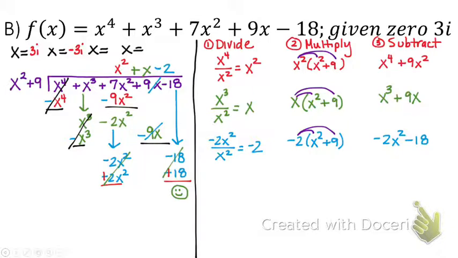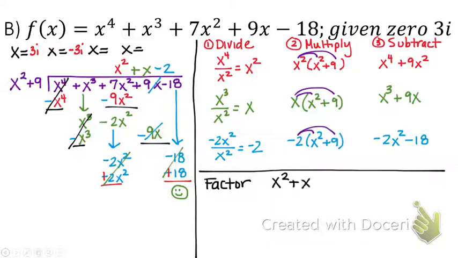So our final step to get our last 2 solutions is to factor what we have at the top. So factor the x squared plus x minus 2. Go ahead and factor and solve that to get your last 2 solutions, and you are done.